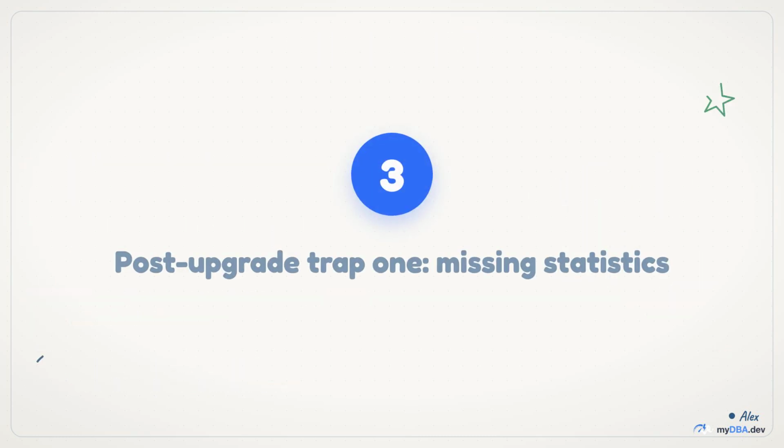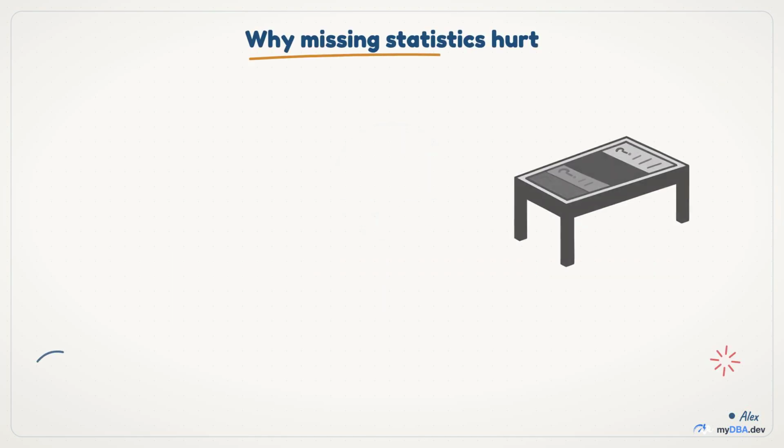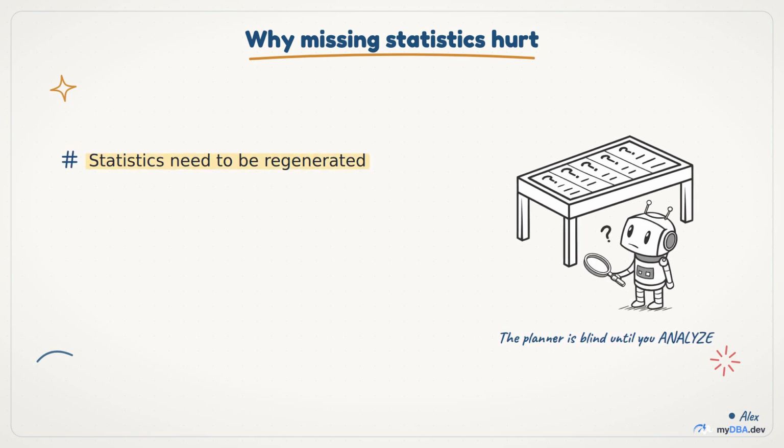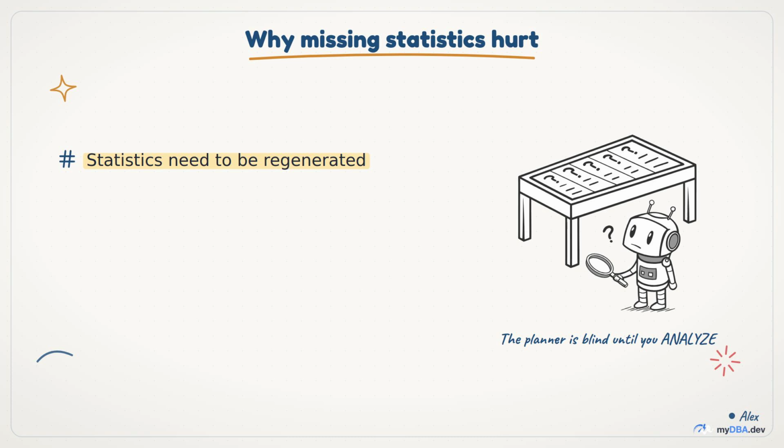Now let's talk about the traps. The first one is the most common and the most immediately painful: missing planner statistics after an upgrade. Running analyze after an upgrade is essential to refresh statistics. Because pg_upgrade does not include statistics in the upgrade process, immediately after pg_upgrade the statistics are not transferred, so you need to regenerate them.